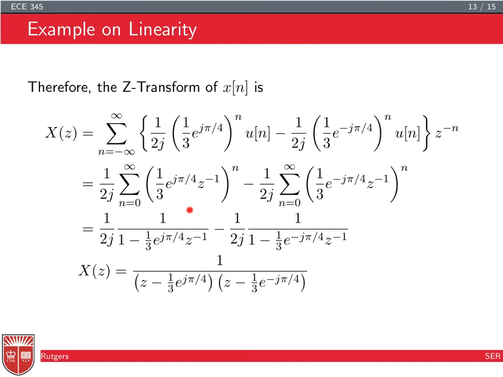And now once I put it that way, you can see that I can apply the geometric sum formula. And both of these summations start at 0, so it's going to be easy. So it's going to be 1 over 2j here, 1 divided by 1 minus this term here. Maybe if I highlight it, it makes it easier to see. So it's 1 divided by 1 minus this term here. And here it's the same thing, minus 1 over 2j, 1 divided by 1 minus the term that is being highlighted in yellow.